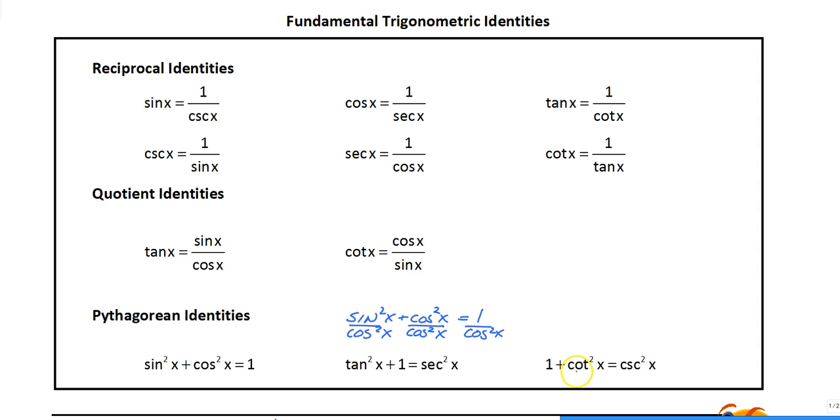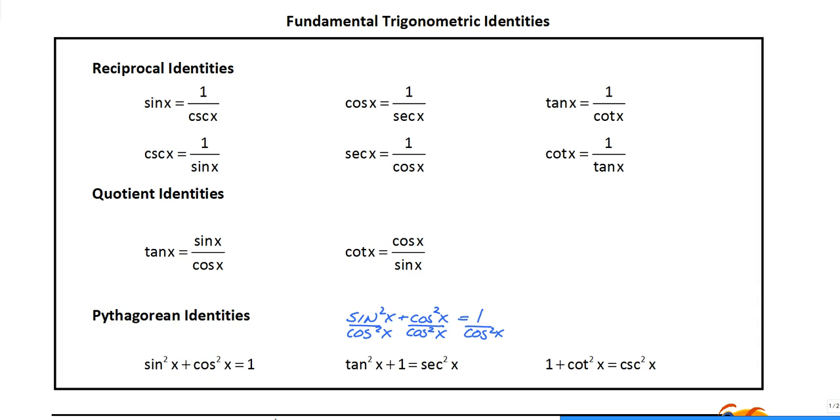I'm sure you've already figured out what I'm going to say about this one. You just divide all three terms by sine squared x. So again, there's no need to memorize all three of the Pythagorean identities. You can if you want, or you can just remember the first one and know how to get the other two.